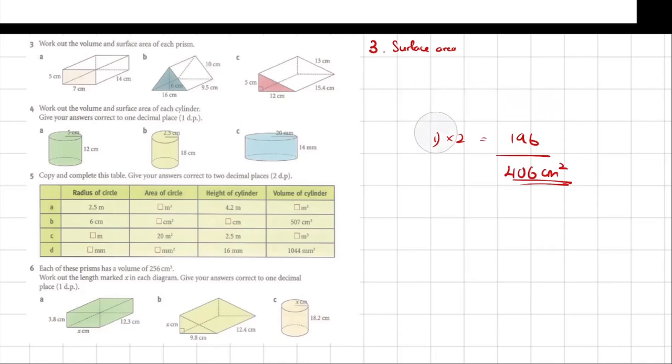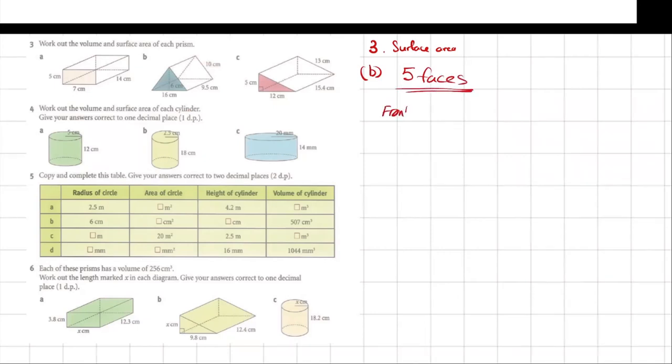Now, surface area for B. So there are how many faces here? 1, 2, and the back, left, and bottom. So there are 5 faces here. If you want to make sure that you're careful, then you just write 5 faces. So front and back are 2 triangles. So half multiplied by 6 multiplied by 16 times 2. That's the area of the triangle. So 96.